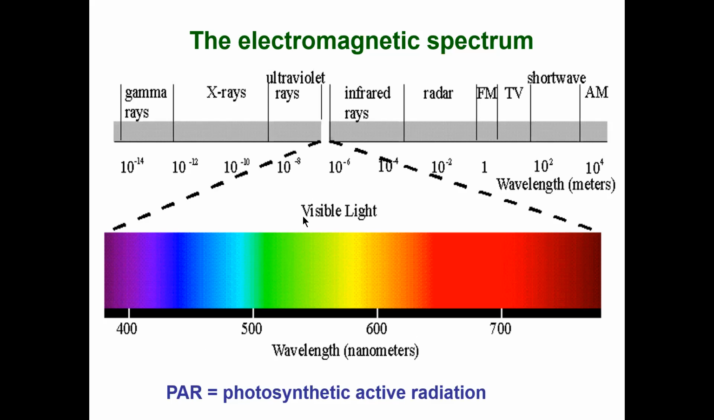We are interested in some part of the ultraviolet, up to 300 nanometers here, and some part of the near infrared, up to 760 nanometers. So we are interested only in this part of the solar radiation spectrum.